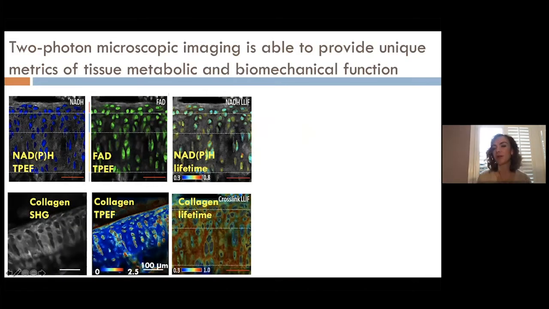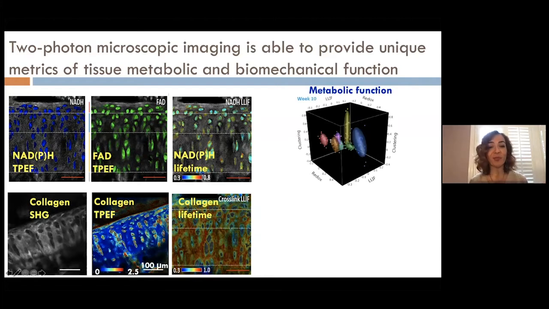Okay, so the main point that I want to make through the examples that I will show you is label-free two-photon microscopic imaging. I should say that all the images that I will show you from my group are acquired without using any exogenous contrast agents, including these images, for example. And the main point I want to drive is that we can really use two-photon imaging in combination with the natural, the organic contrast that's present in our tissues to get a wide set of unique metrics of tissue, metabolic, and biomechanical function.